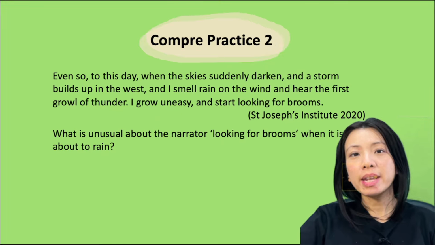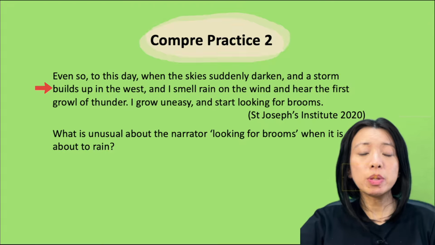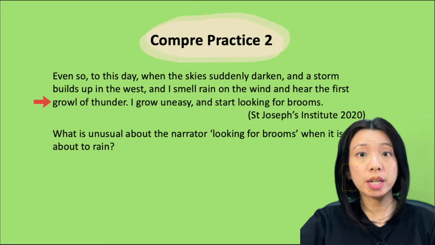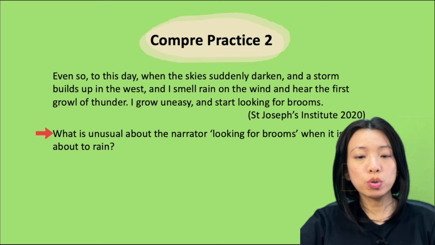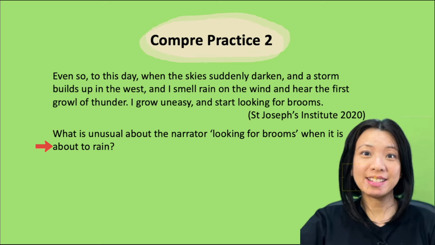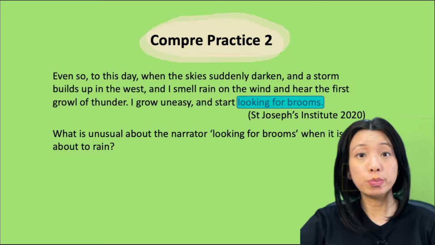So let's take a look at the second question. Even so, to this day, when the skies suddenly darken and a storm builds up in the west, and I smell rain on the wind and hear the first growl of thunder, I grow uneasy and start looking for brooms. And the question is asking us, what is unusual about the narrator looking for brooms when it is about to rain? So for this question, we need to focus on the phrase looking for brooms.